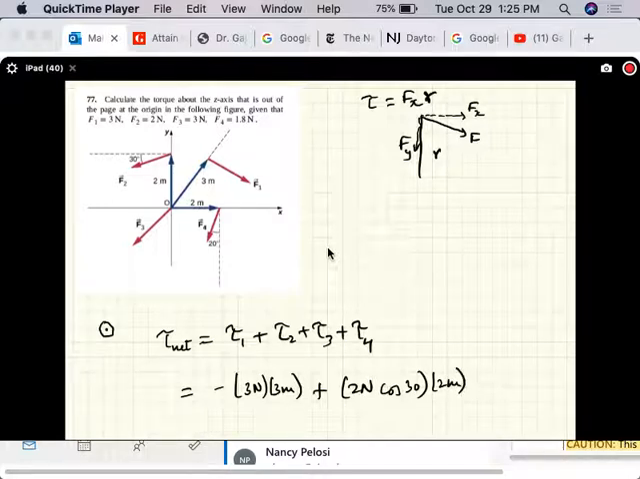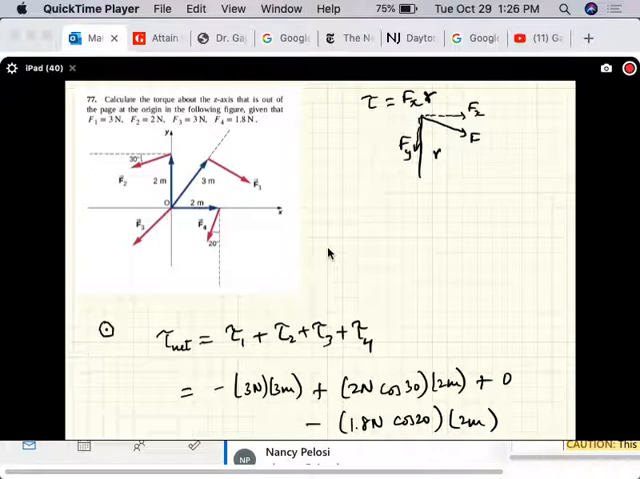The torque due to F3 is 0. And the torque due to F4: F4 is 1.8 newtons cosine 20, and that's a clockwise torque, so it'll be negative. So minus 1.8 newtons cosine 20 times 2 meters. All right, so those are the torques, and let's add them up.